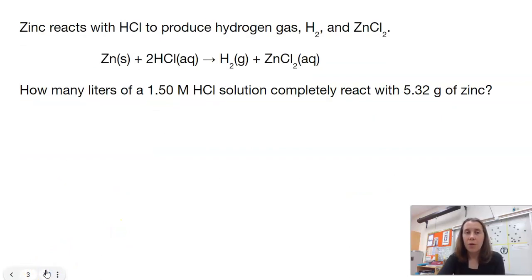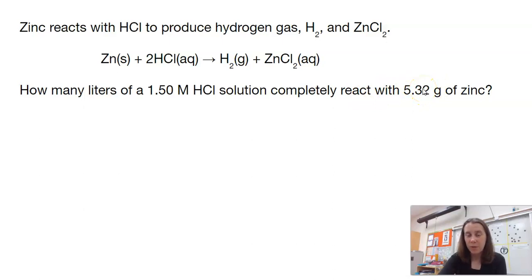All right, so the first example I have is zinc reacts with HCl to produce hydrogen gas and zinc chloride. So this is the balanced equation for that reaction. How many liters of a 1.5 molar HCl solution completely react with 5.32 grams of zinc? So here we're only concerned about the two reactants. Right, what we know is how much zinc we have, all right?